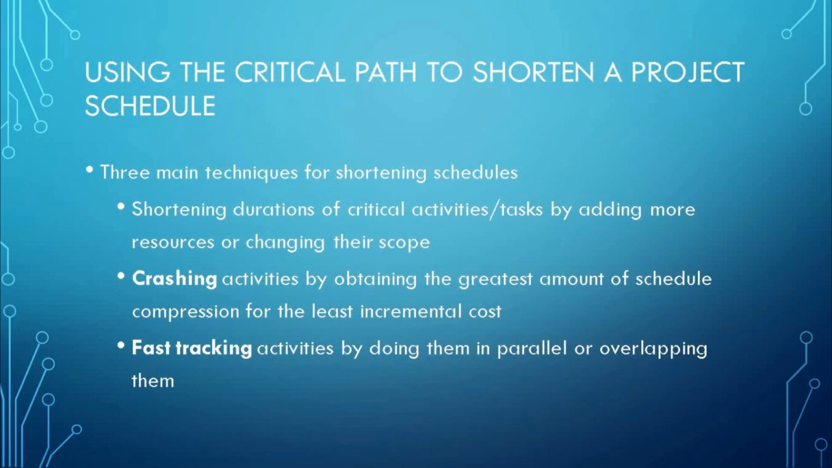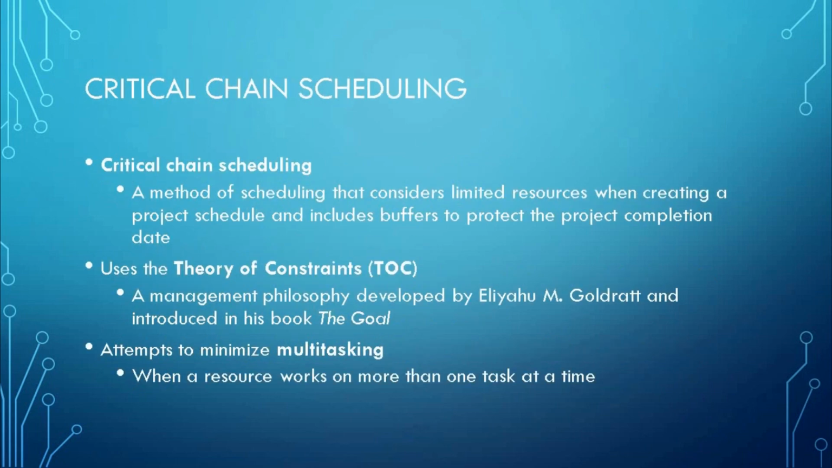Using the critical path to shorten a project schedule. There are 3 main techniques for shortening schedules. Shortening durations of critical activities or tasks by adding more resources or changing their scope. Crashing activities by obtaining the greatest amount of schedule compression for the least incremental cost. Fast-tracking activities by doing them in parallel or overlapping them.